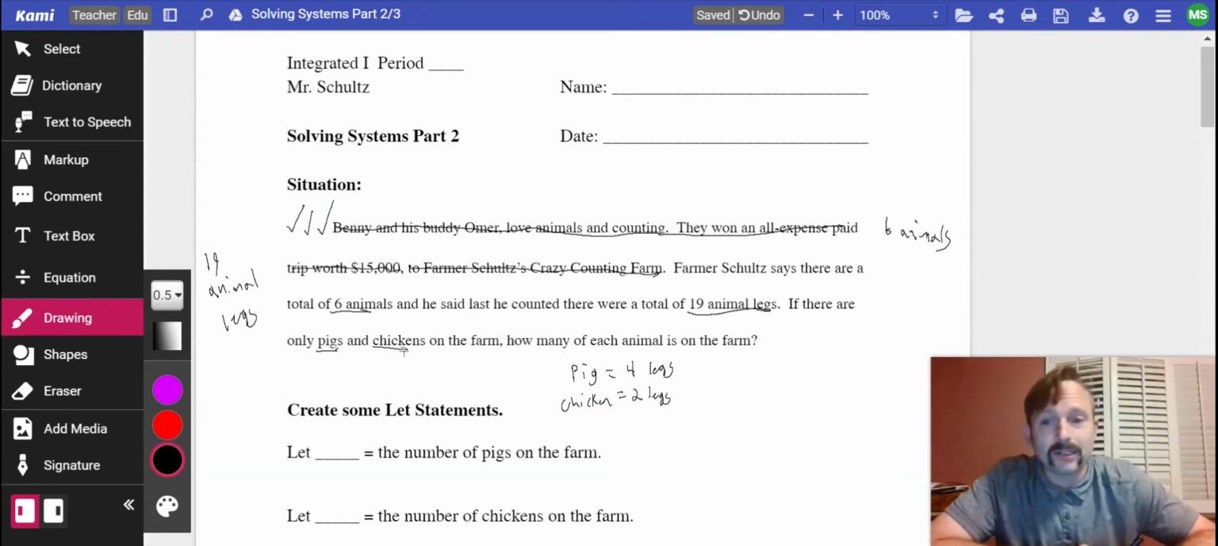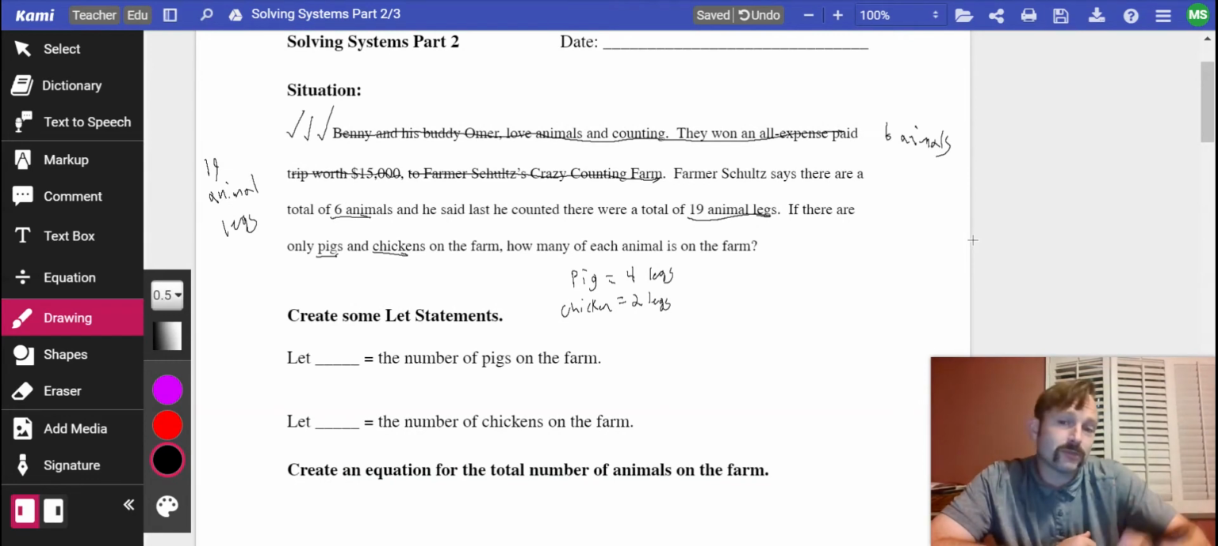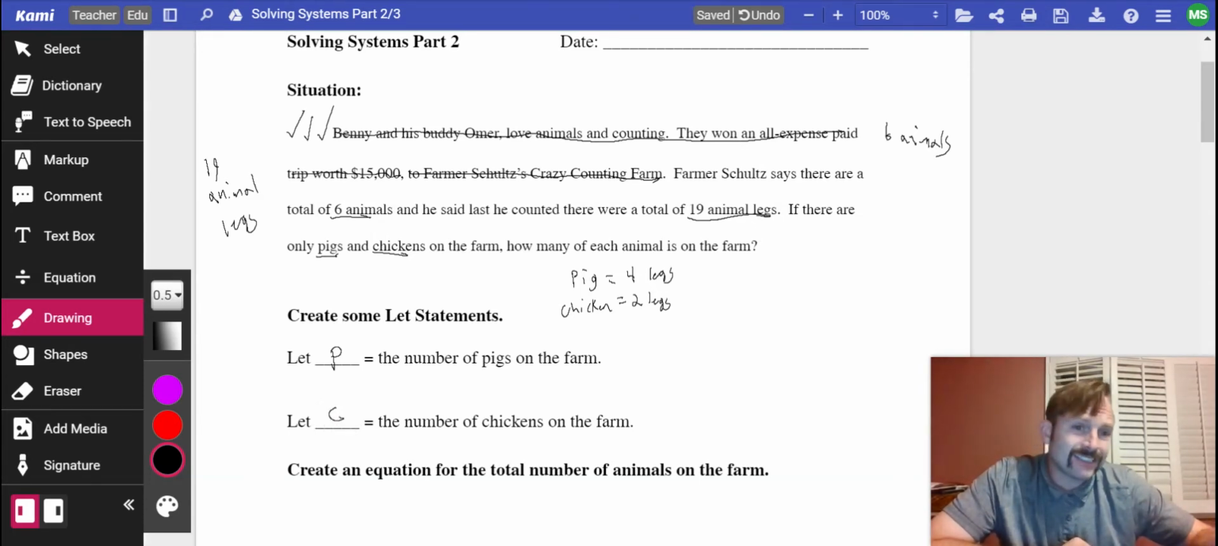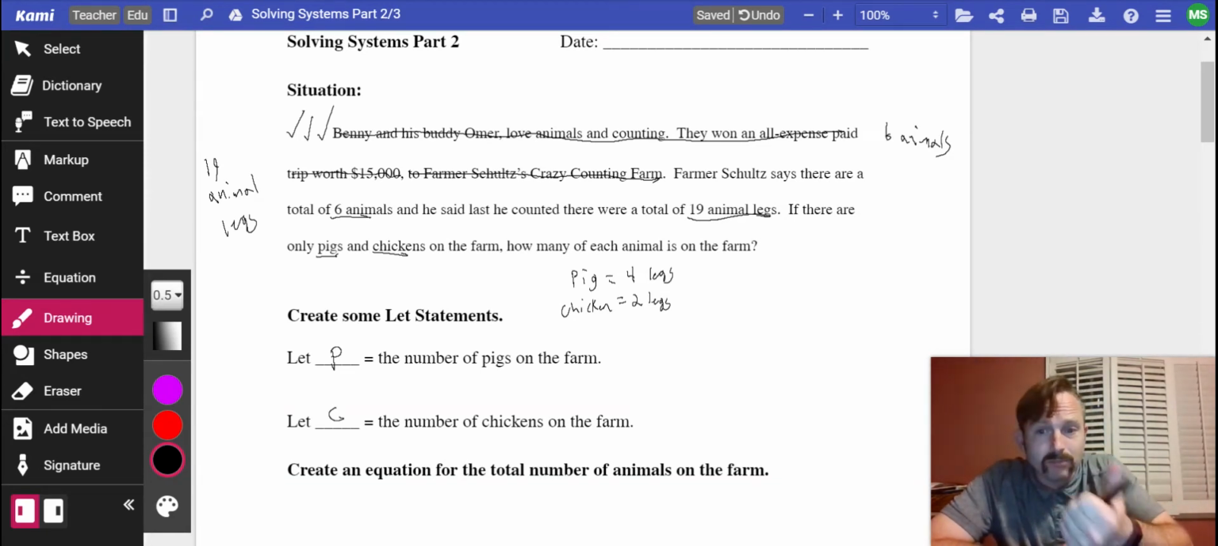All right, let's go. So the first thing we have to do is create let statements. So we're going to create our variables. Let P equal the number of pigs on the farm. Let C equal the number of chickens on the farm. Okay, cool. Now we know if it's 6, there's only a certain number of combinations. 1 pig, 2 pig, 3 pig, 4 pig, 5 pig, or 6 pigs. Same with chickens. Well, it could also be 0 pigs.